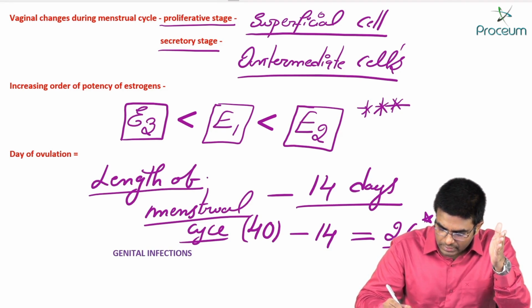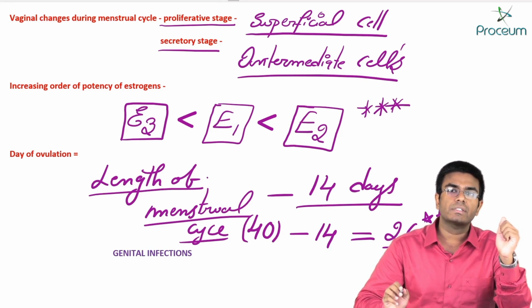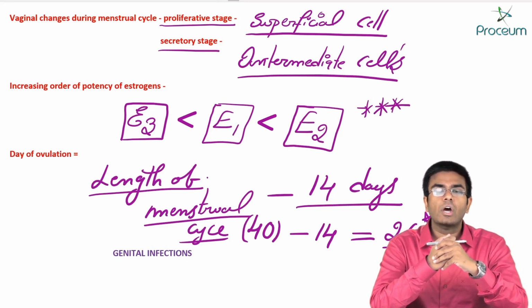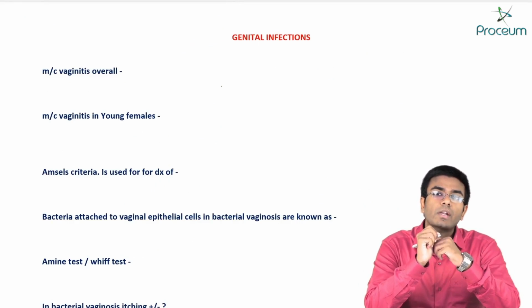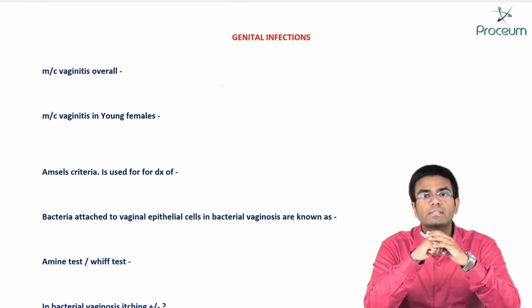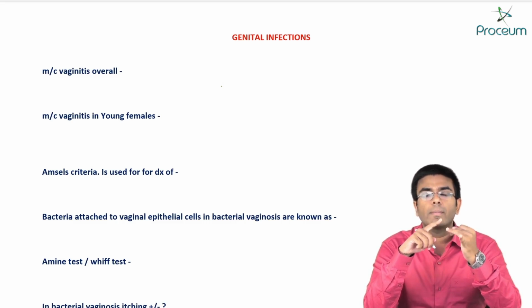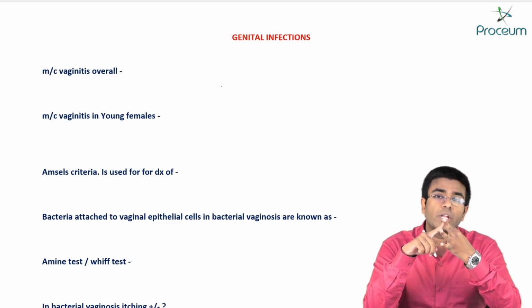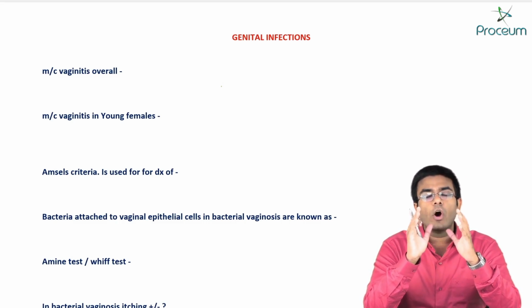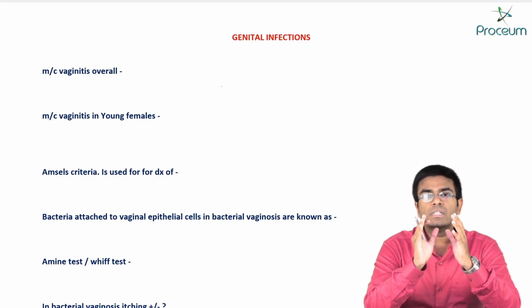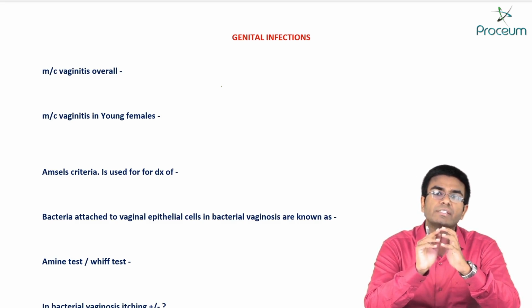Okay, guys. Now, we have seen all the important MCQs from the topic of menstrual cycle. Now, let's continue with the genital infections. Most common cause of vaginitis. If they ask you the most common cause of vaginitis overall, we have different types of vaginitis, that is bacterial vaginosis, candidiasis, trichomonas vaginitis, atrophic vaginitis, and so on. Out of all these, what is the most common vaginitis overall?